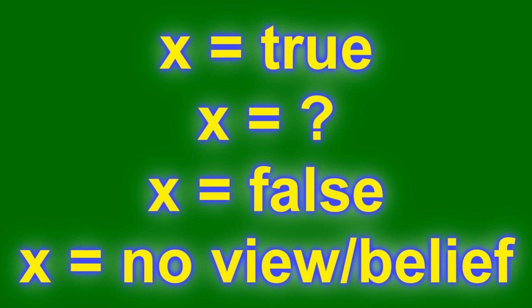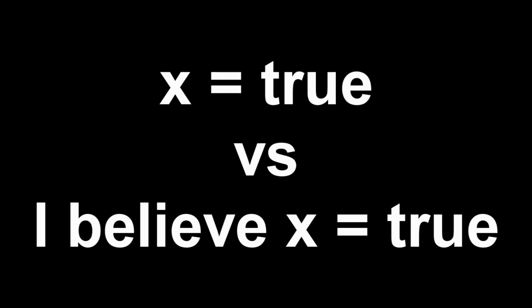So is X true? Is X unknown or unknowable? Is X false? Or do you simply have no view or belief regarding X? Now, depending on how you answer that question, depending on what X is, would then change your burden of proof. The difference is, if you say X is true, you do have the burden to show that X is true. Versus saying, I believe X is true, you do not have the burden to show that X is true because it's simply a belief statement.